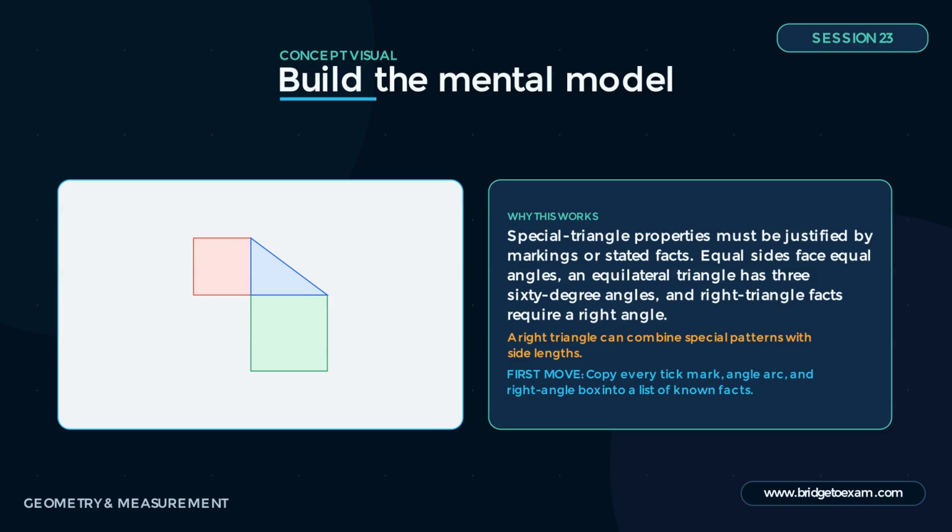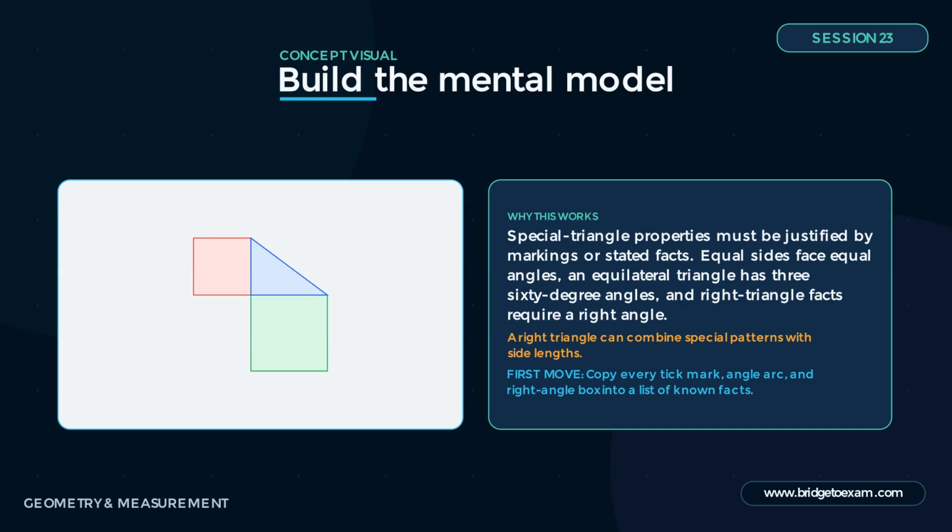Here is the central reasoning. An isosceles triangle with vertex angle 36 degrees has two equal base angles. They share 180 degrees minus 36 degrees equals 144 degrees, so each is 72 degrees. Dividing by 2 is justified by the equal side markings. Special triangle properties must be justified by markings or stated facts.